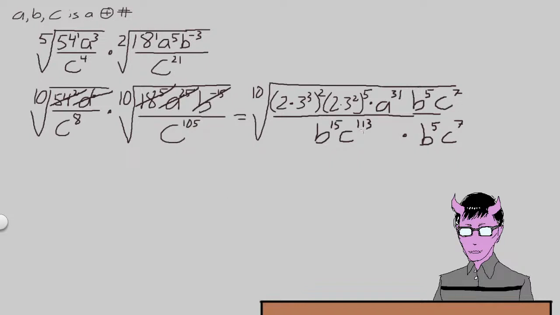So the entire setup is done. Now we just have tedious cleanup. Unfortunately, I'm going to end up combining this 2 with this 2, so we need to distribute those exponents. Fun times. Alright, so we're going to have 2 to the power of 2, 3 to the power of 6.